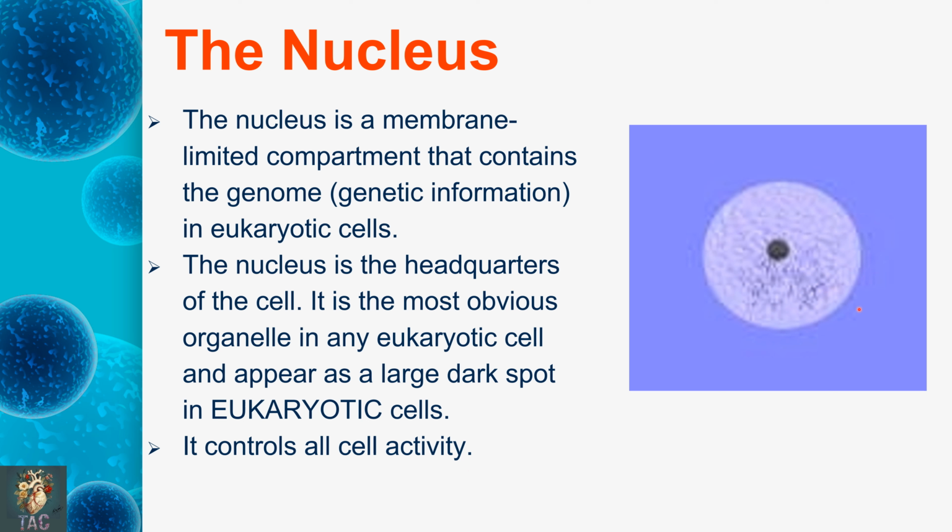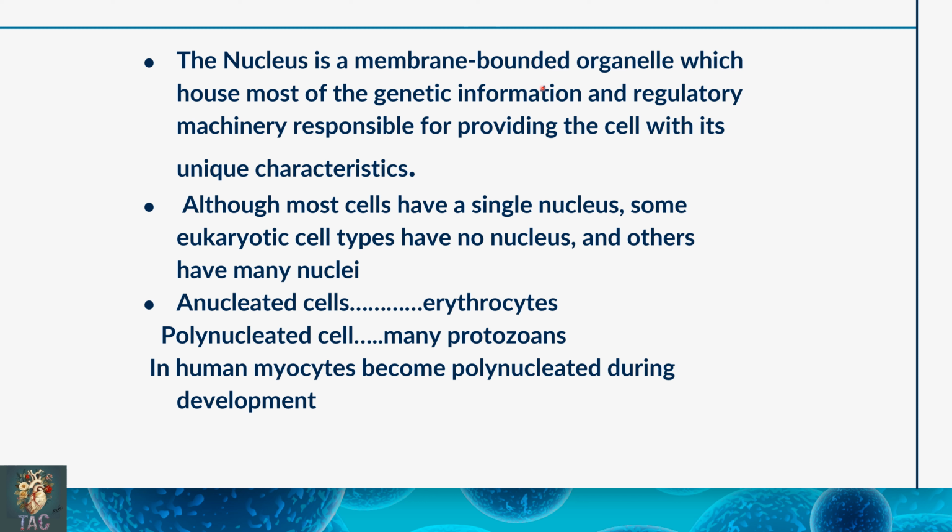So in this slide, you can see the structure of the cell, in which you can see the central dark staining area, which is the nucleus. This is the membrane limited compartment. It controls all the activities of the cell. It is a membrane bounded organelle which houses most of the genetic information and the regulatory machinery that is responsible for providing the cell with its unique characteristics.